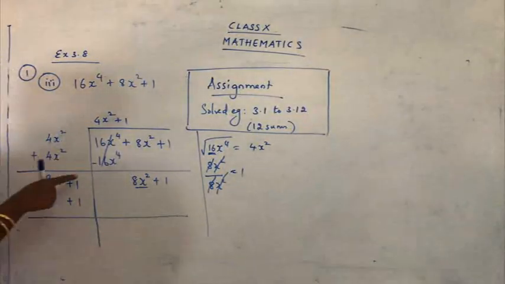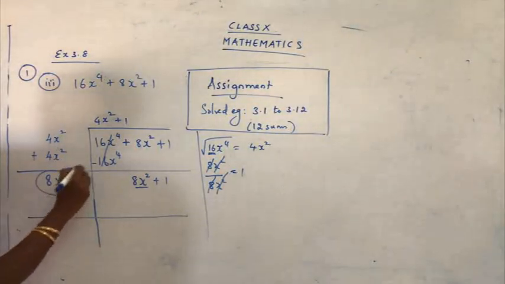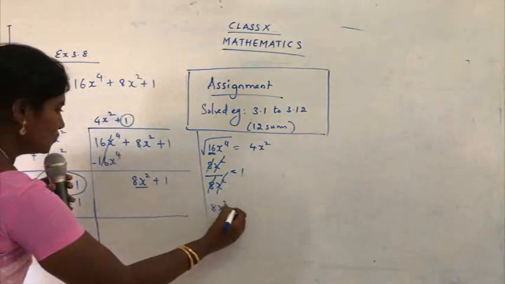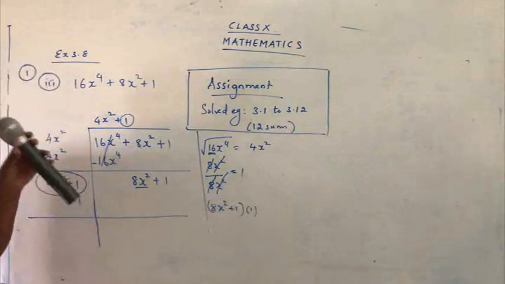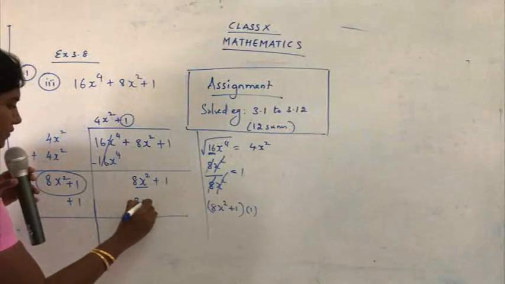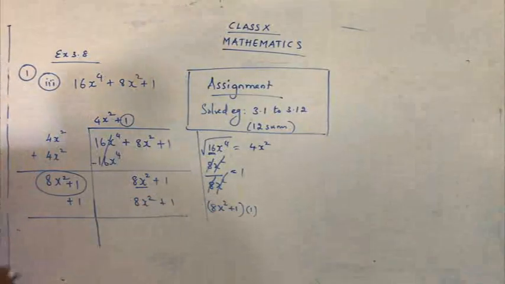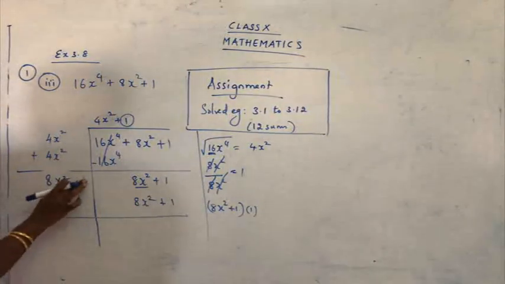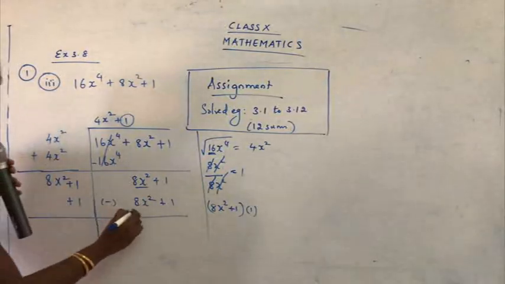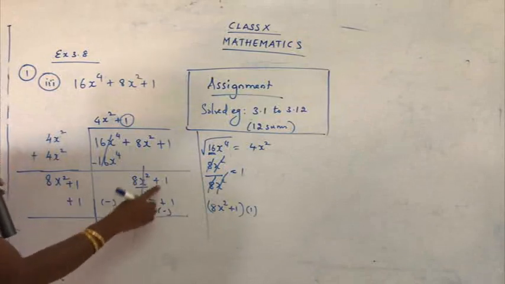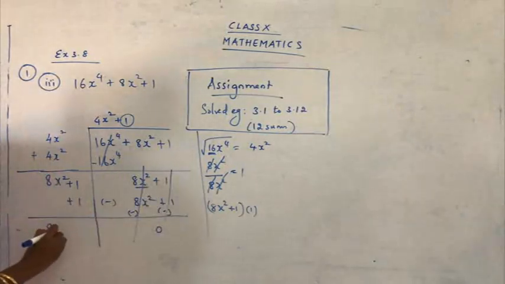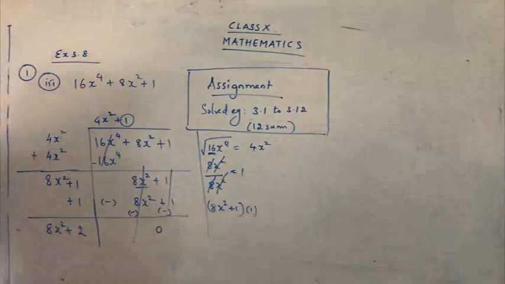Okay. Now let's find out the answer. You have to take the quotient part here and multiply 8x square plus 1 into 1. So anything multiplied by 1, you are going to get the same answer. So 8x square into 1, 8x square, 1 into 1 plus 1. The main sign is minus, change the sign, minus, minus. Cancel. 1 minus 1 get cancelled. So what is left here? 0.